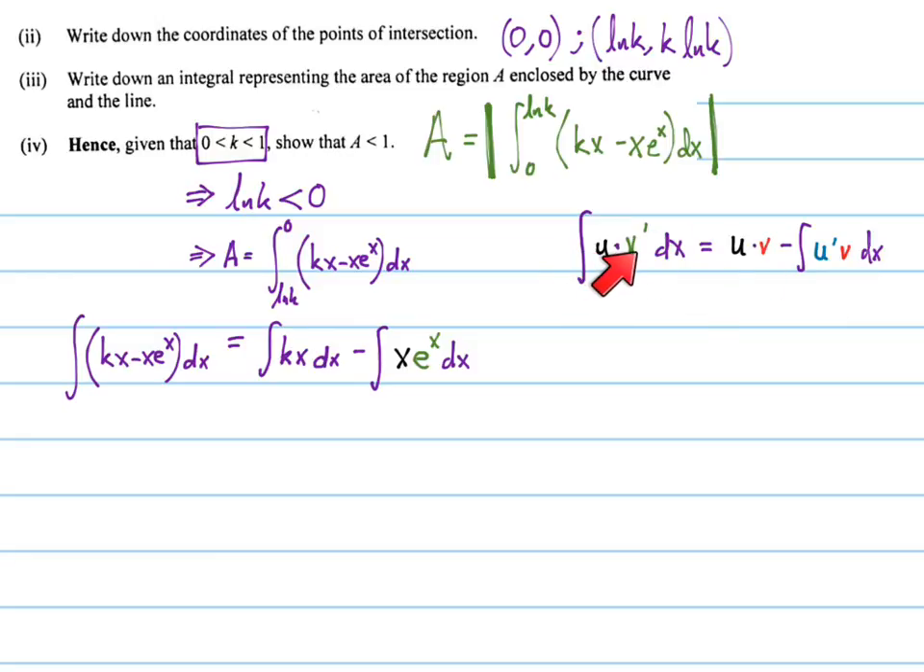And so we have the four parts. We have the u, the v prime, the v, and the u prime. And what we have to do is make sure we establish u and v prime to be one of these two functions.